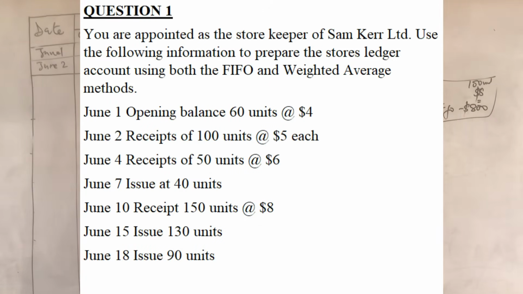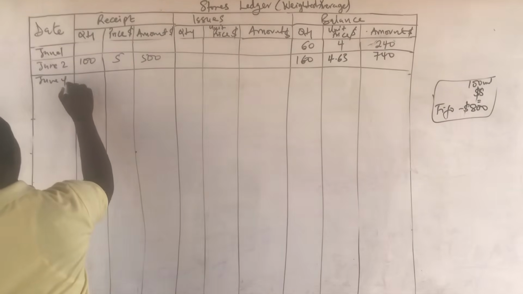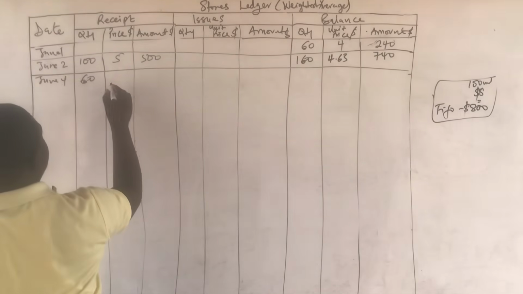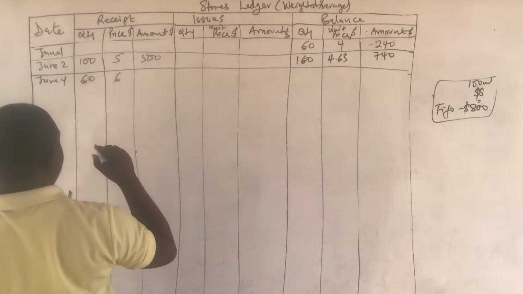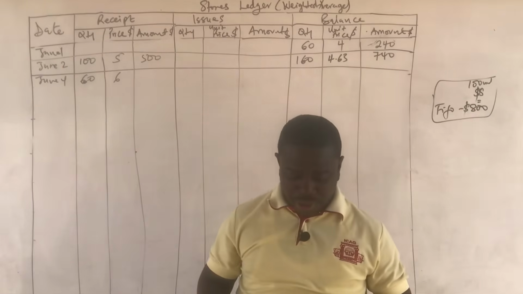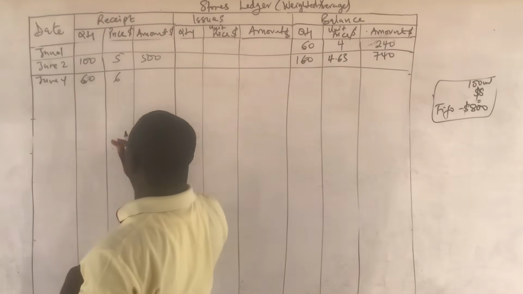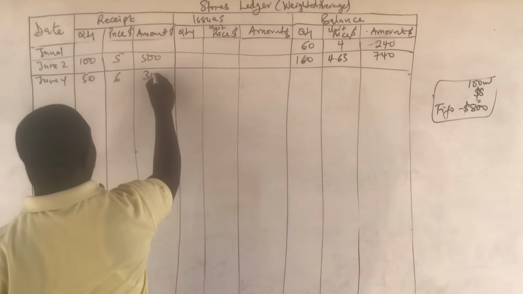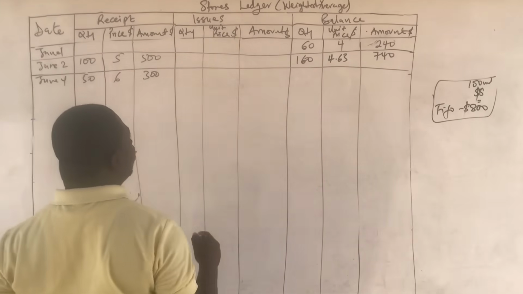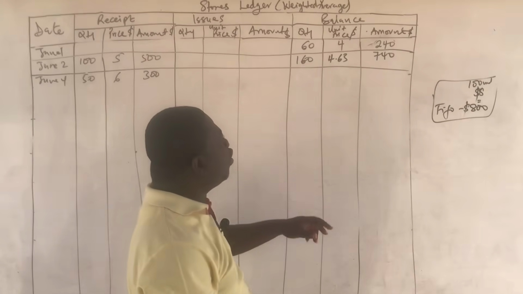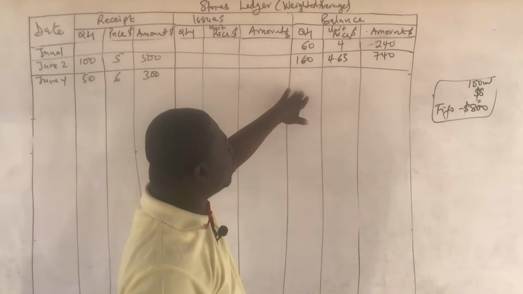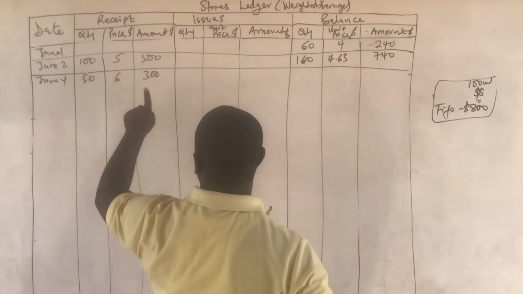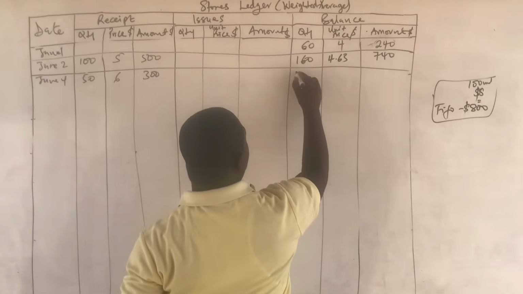Receipt again, 50 units at 6. So June 4th, 50 units are coming in at $6, giving us 300 under receipt. When we go to the weighted average, we are not going to do like the FIFO where we list each of them. No. Add 160 to 50. What do you have? 210.